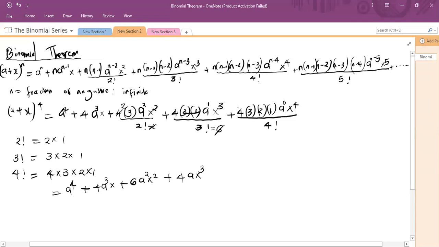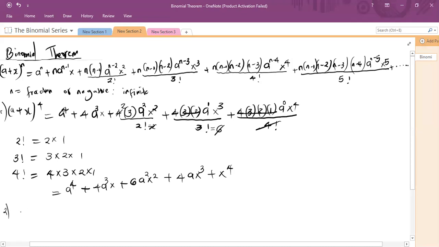4 factorial is the same as 4 times 3 times 2 times 1. So the whole of this 4 factorial will cancel with the whole of that. A raised to power 0 is 1. So we remain here with x raised to power 4. As you can see, this is the answer. So basically, that's how we go about expanding using the binomial theorem. Now, let's say we have this example here.